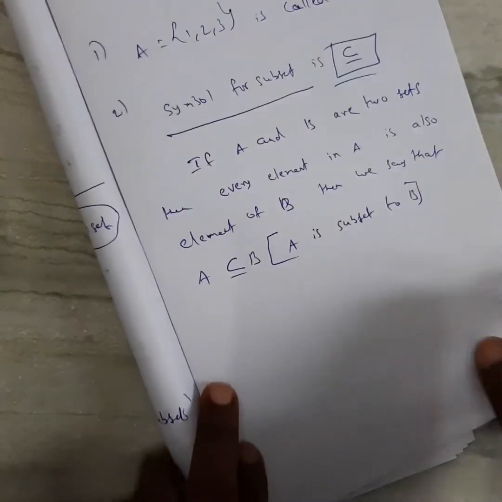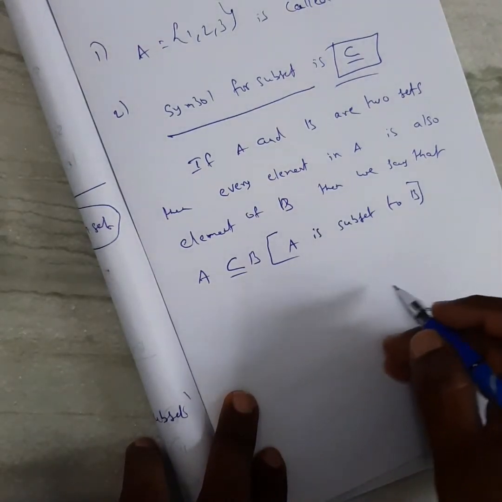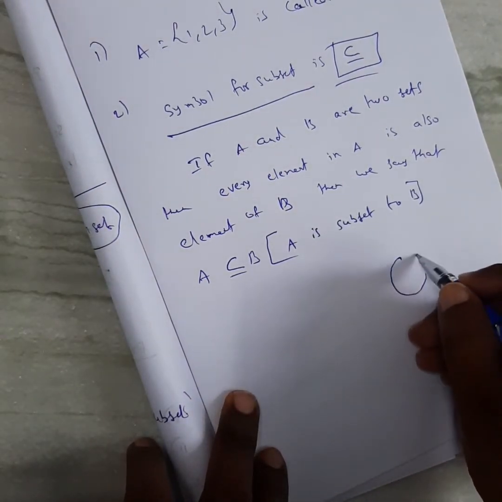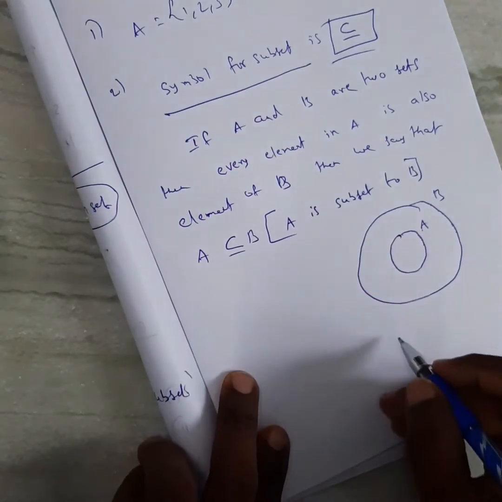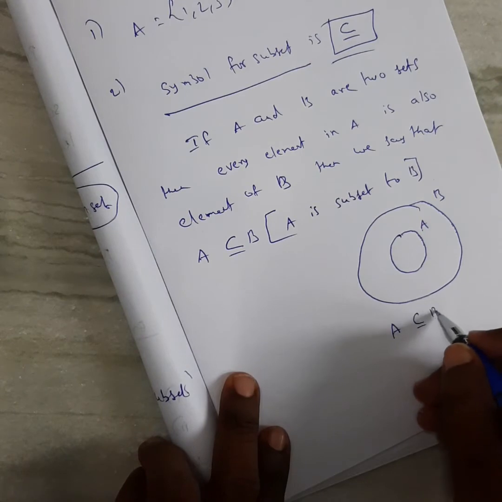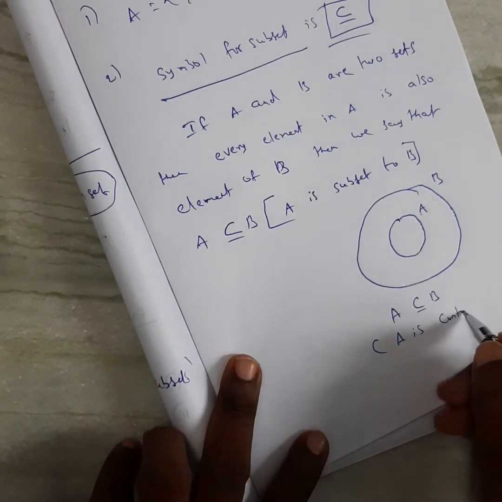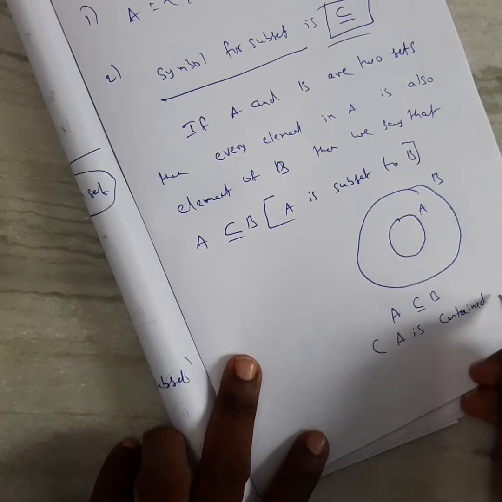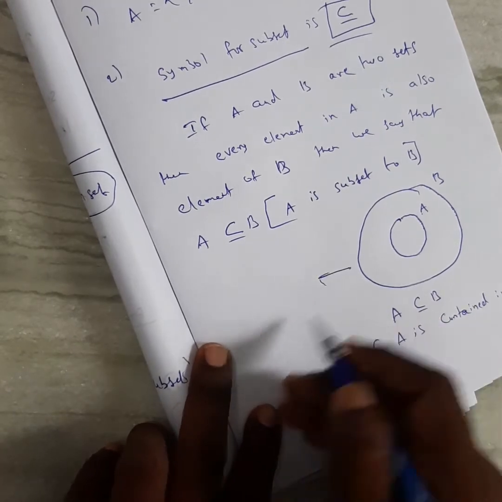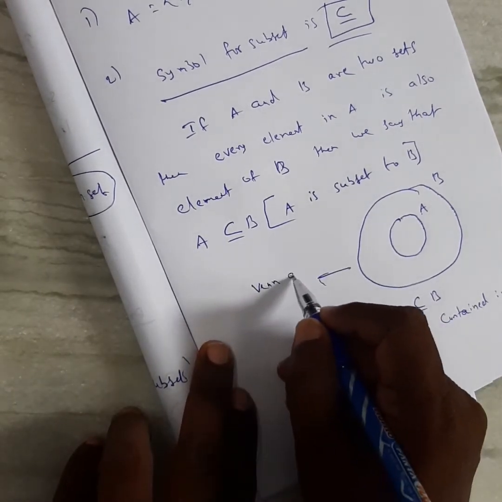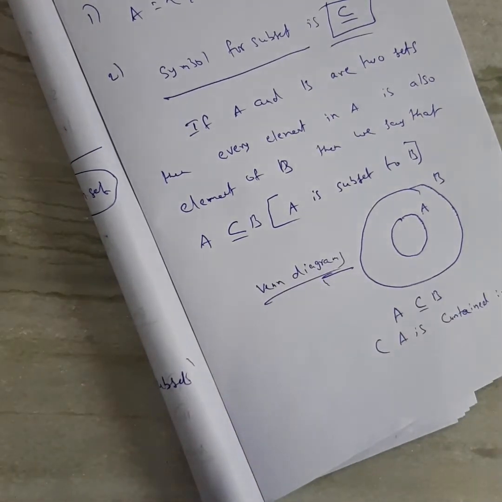This can be represented by using a Venn diagram. Later we'll discuss what a Venn diagram is. In diagrammatic form, simply A subset of B means A is contained in B. If you draw this diagram, we call it a Venn diagram.